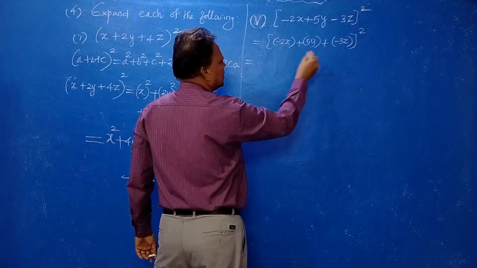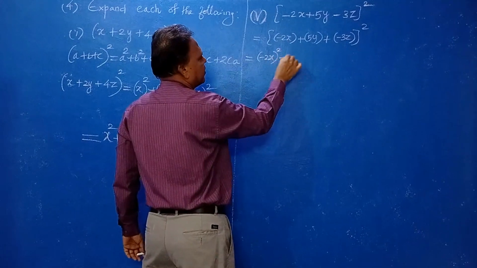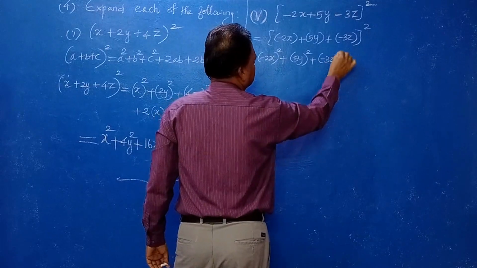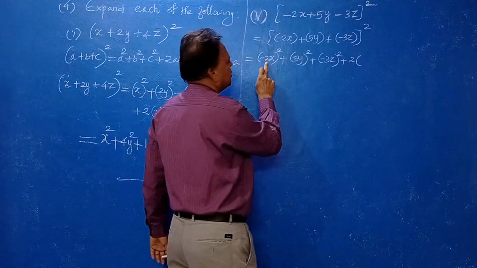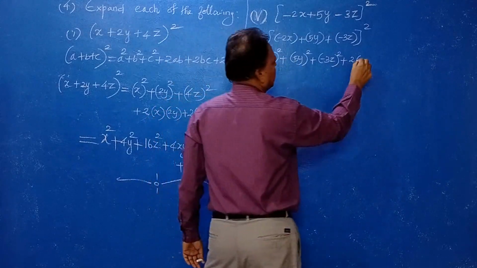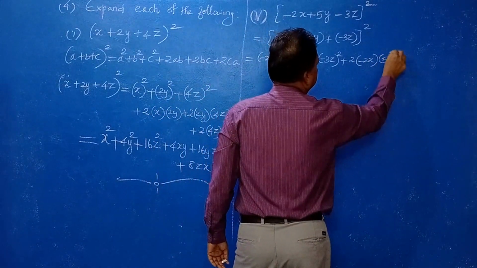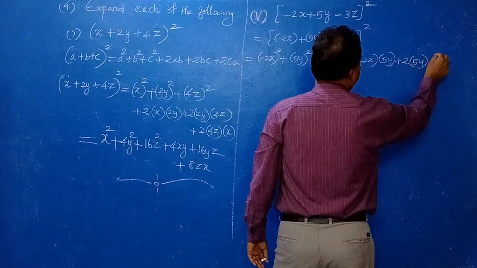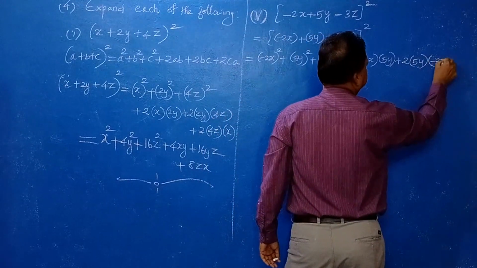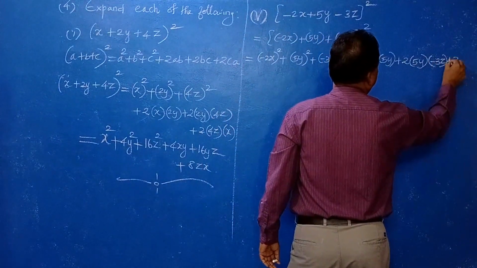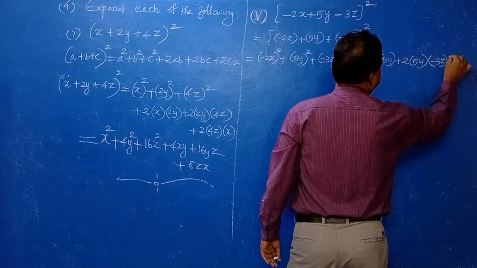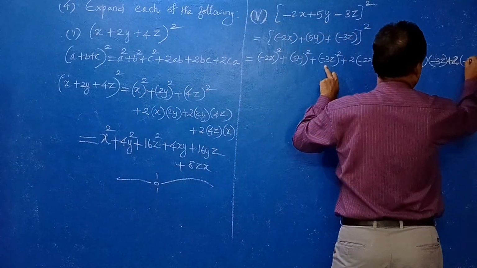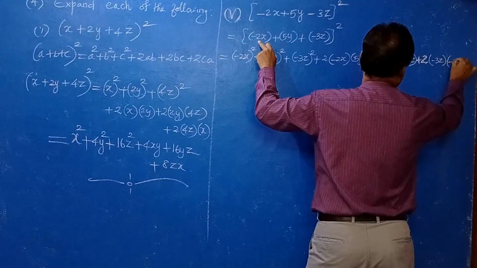Now just apply the formula. a square plus b square plus c square, you do minus 2x the whole square plus 5y the whole square plus minus 3z the whole square plus 2 into ab. See this, minus 2x, 5y, you write minus 2x into 5y plus 2 into bc, so 5y into minus 3z, plus 2 into ca, minus 3z, a is minus 2x. Okay.